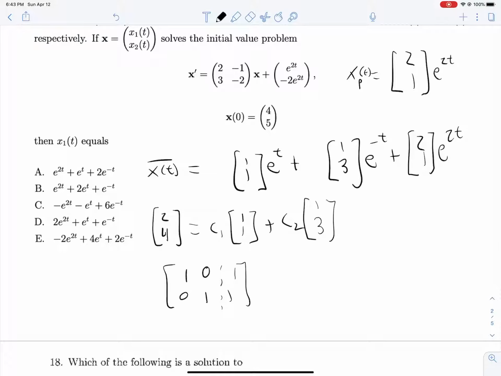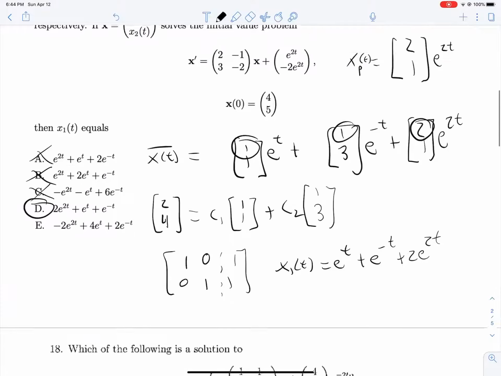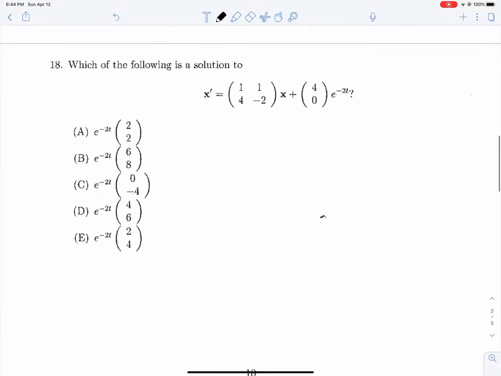So we can just grab the top coefficient up here and say that x1 of t is equal to e to the t plus e to the negative t plus 2 e to the 2t. So looking for that. Yep, there we go. Option D is our correct answer.